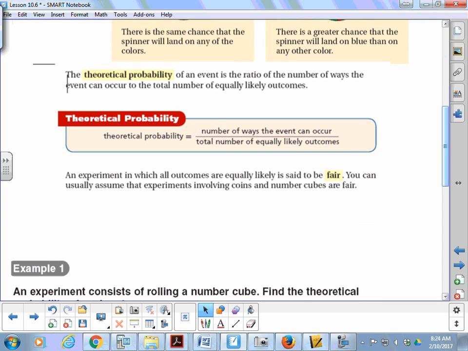So theoretical probability is the number of ways an event can occur, divided by the total number of equally likely outcomes. When we're talking about theoretical probability, the outcomes have to be equally likely, so the same chance for everything. Flipping a coin, those are all 1/2. I get a head, I get a tail. Rolling a number cube, each of the numbers 1 through 6 are all equally likely. If you have a deck of cards, pulling a card out of a deck, those are all equally likely because there's one of each of them.